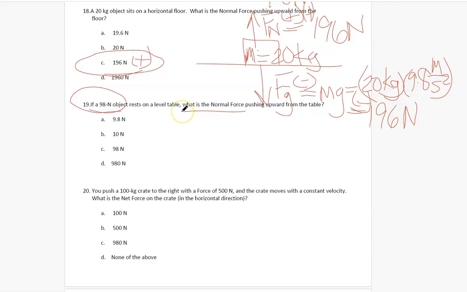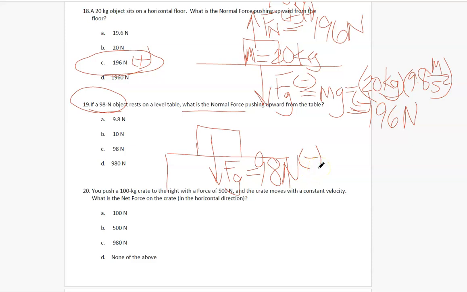What is the normal force pushing upward from the table? Okay, well now you've got this object sitting on a level table, and we know its weight force is 98 newtons, and we know that's in the downward direction. We'll just remind ourselves a negative sign, but we don't need to know that. Well, there's going to be a normal force from the table pushing back up, keeping that object from going through the table. That has to balance it.